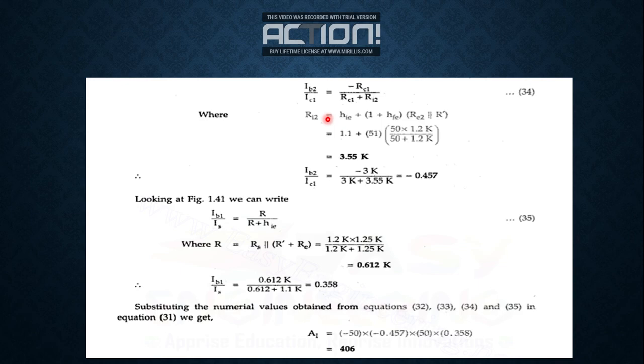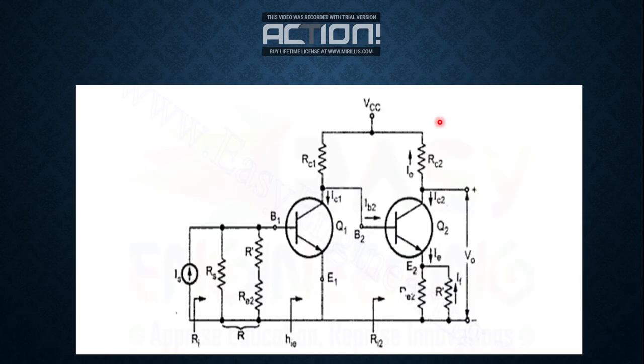By the current divider rule, the current flowing through that resistor is equal to the input current into the parallel resistors divided by the sum of the resistances. So using that formula, we can find out that ratio. Before that, we have to find out RI2. For that, we have to make an equivalent representation of those resistors. For that, we have done it like this.